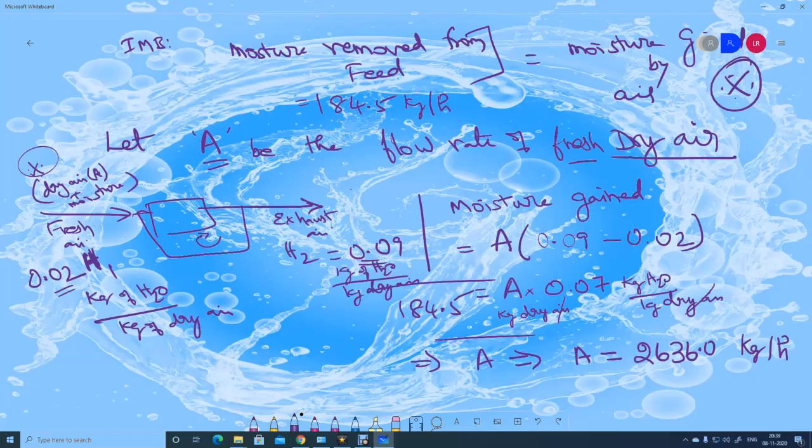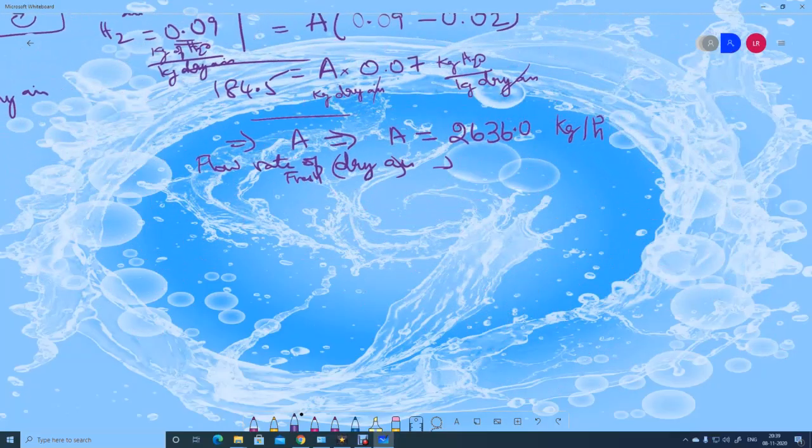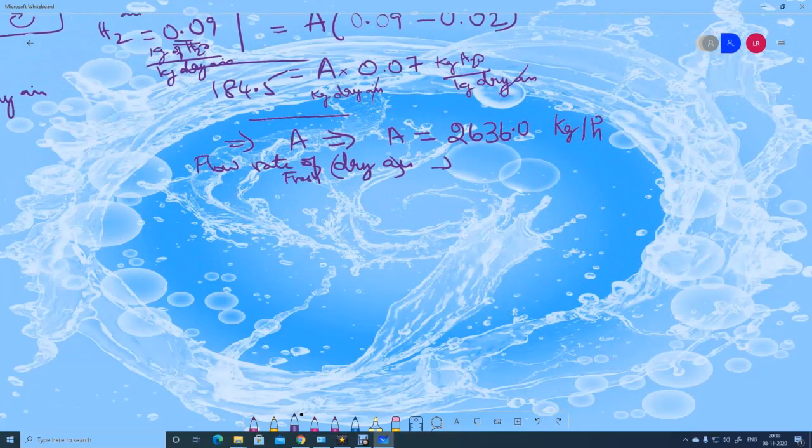So this is the flow rate of dry air, the flow rate of fresh dry air in the fresh stream. This is 2636. Now what is the moisture associated with the fresh air? Remember, I told you already, fresh air is a combination of A plus associated moisture, water vapor.